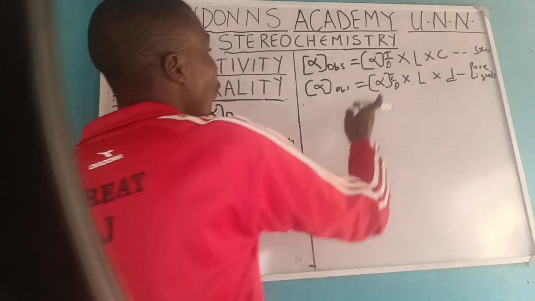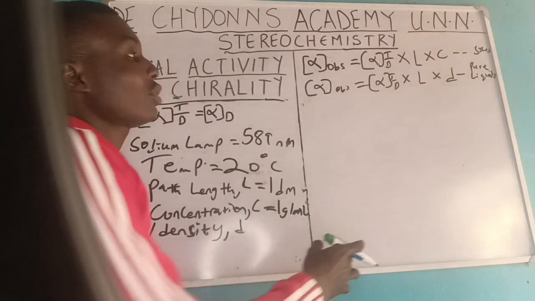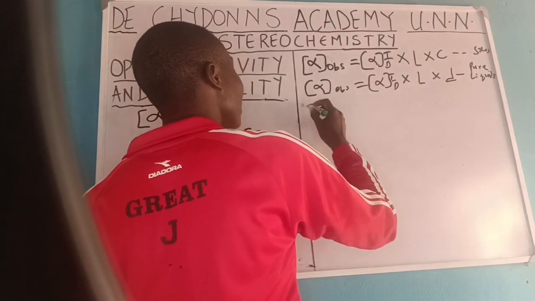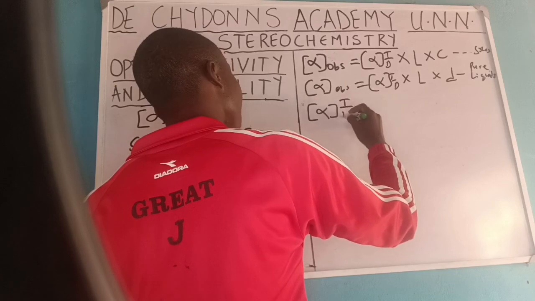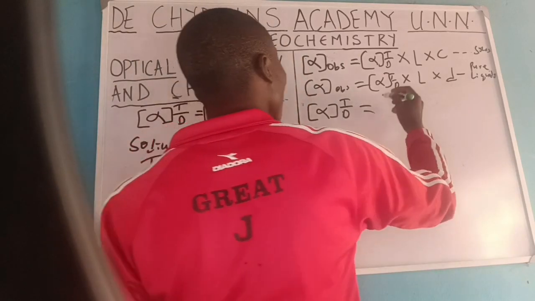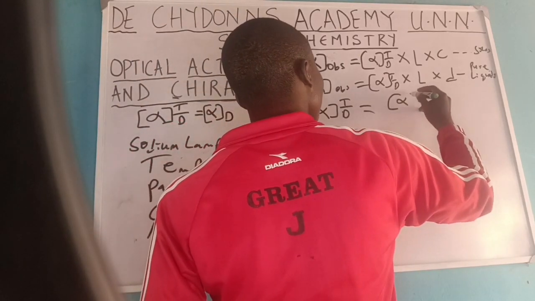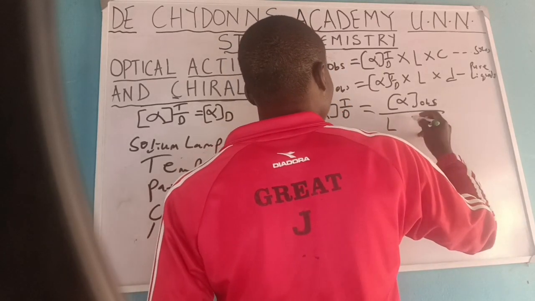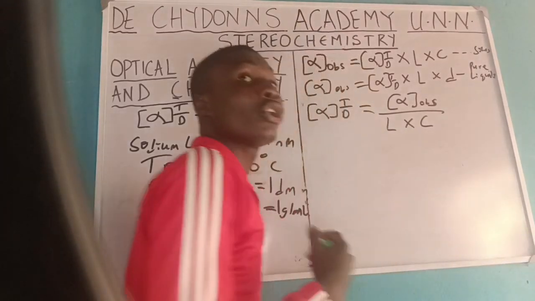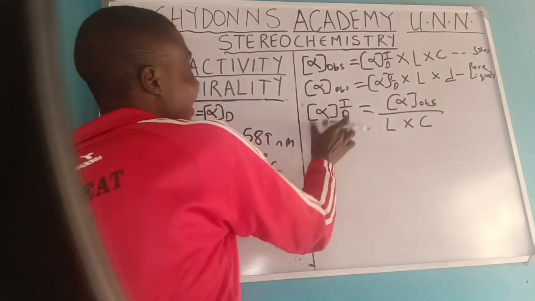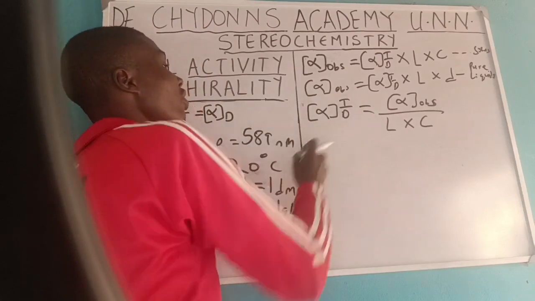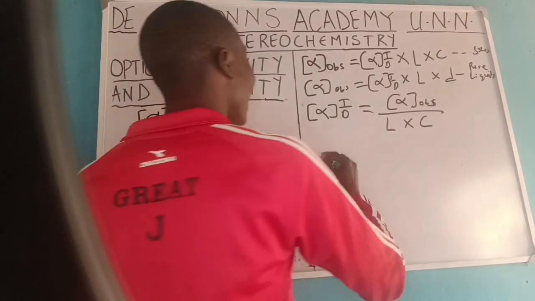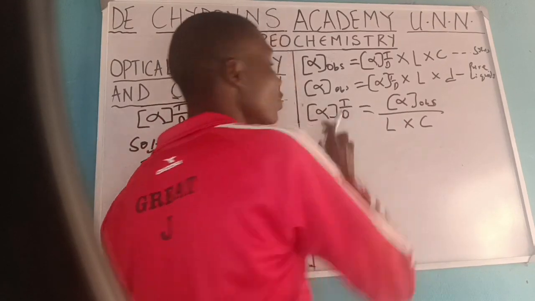And then from this particular relationship, we can calculate the specific rotation. So making it the subject of the formula, specific rotation is now equal to the observed rotation divided by the path length times either your concentration or your density. So that now gives us an idea of what the unit of specific rotation will be like. Now, this is measured in degrees. So we write degrees. That's the unit of specific rotation.